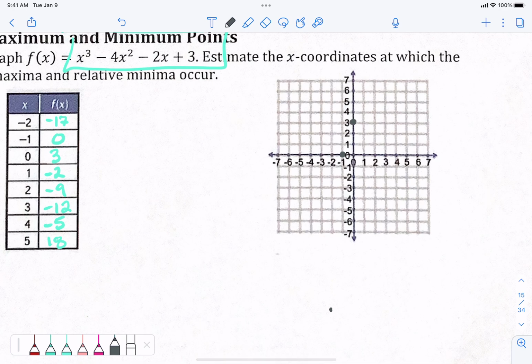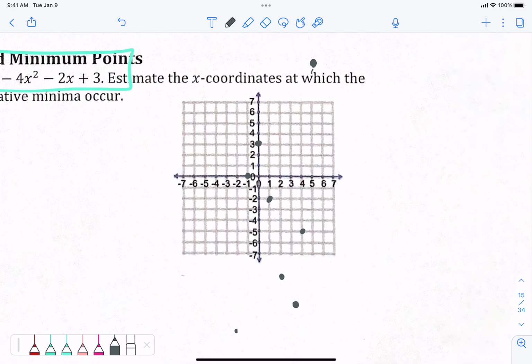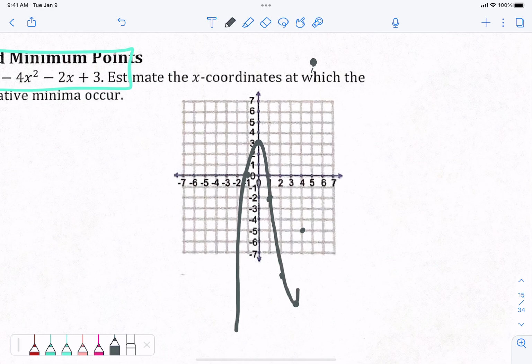0 is at 3. 1 is negative 2. 2 is negative 9. 3 is negative 12. Just do the best you can. Then we're at 4, negative 5. And then all the way up at 18. Whatever. Holy cow, that's a lot of dots on my graph. You have to remember the order that you put those dots in so you can connect them properly, right? We're going like this, and like this, and like this. And that's what he'll look like.